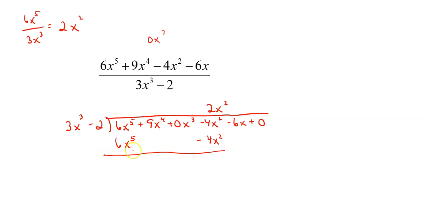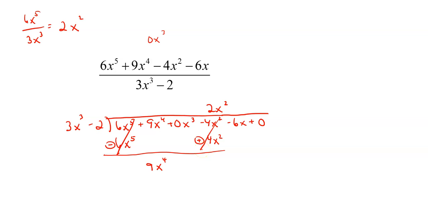All right, so double check. 2 times 3 is 6. That's x to the fifth. 2 times negative 2 is negative 4, x to the second. We said we're going to subtract, so change signs. The x to the fifth goes away. 9x to the fourth comes down. Those x squares go away also.